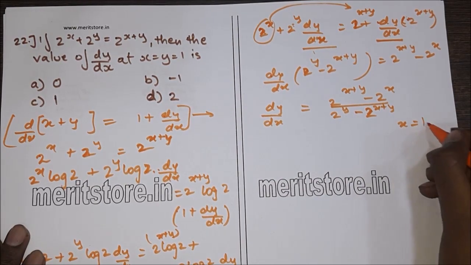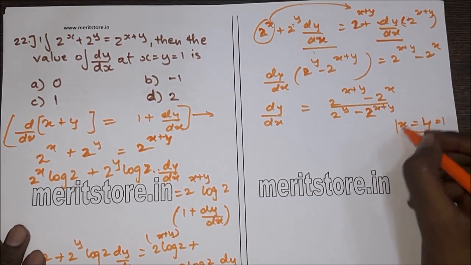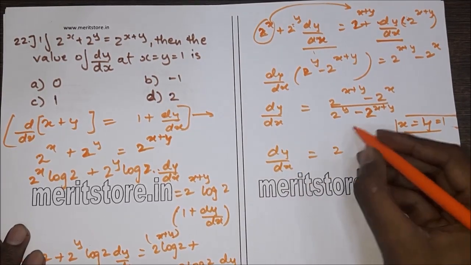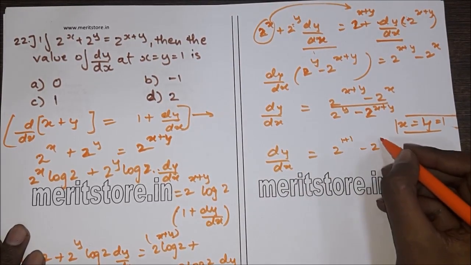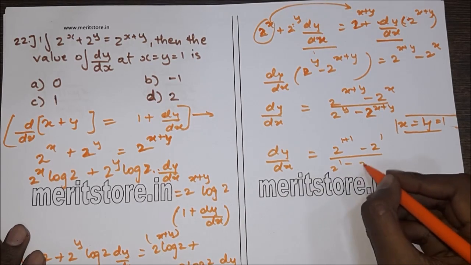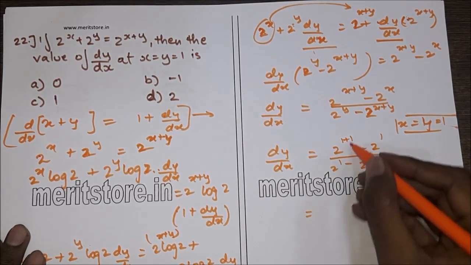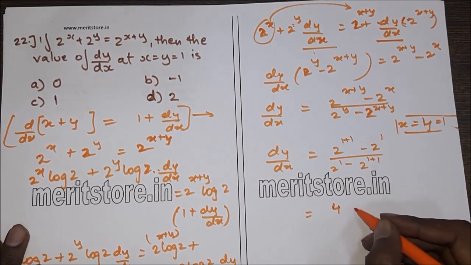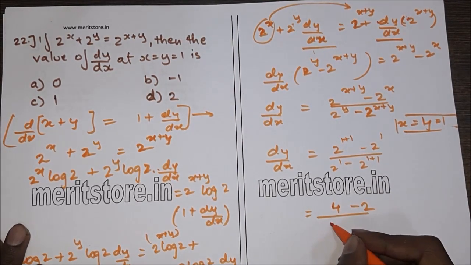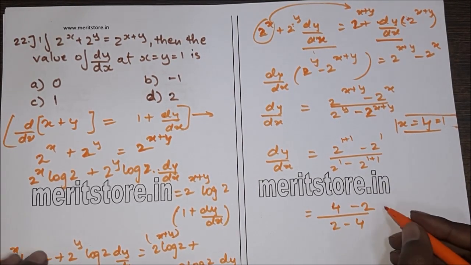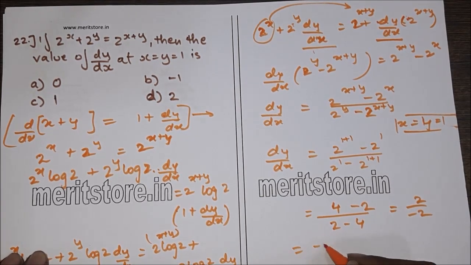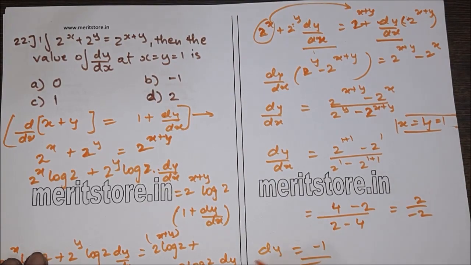Now x equals y equals 1. We substitute this value, so we get dy by dx is equal to 2 raised to 1 plus 1 minus 2 raised to 1 upon 2 raised to 1 minus 2 raised to 1 plus 1. That is 2 raised to 1 plus 1 is 2 raised to 2, that is 4, minus 2 upon 2 minus 4, that is equal to 2 upon minus 2, which is equal to minus 1. So dy by dx is minus 1, which is option B.